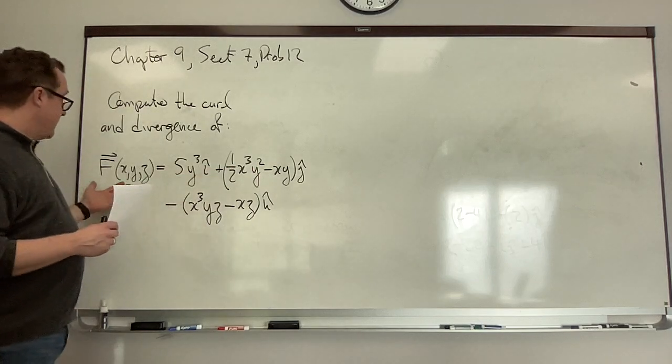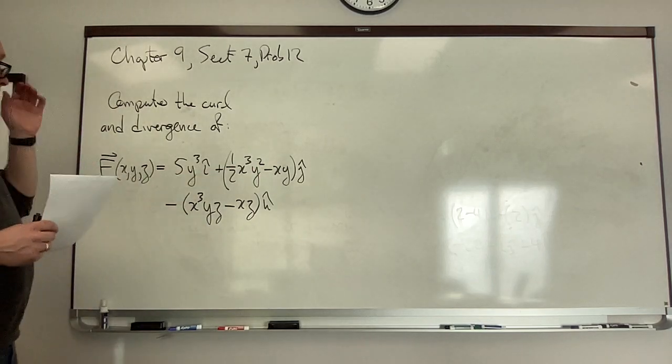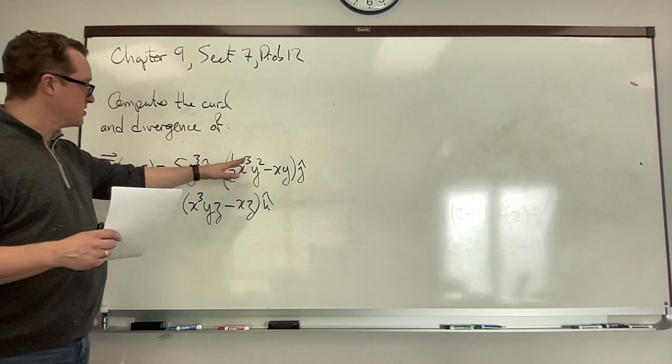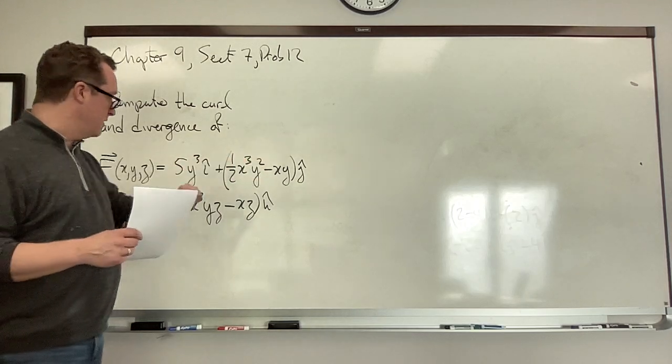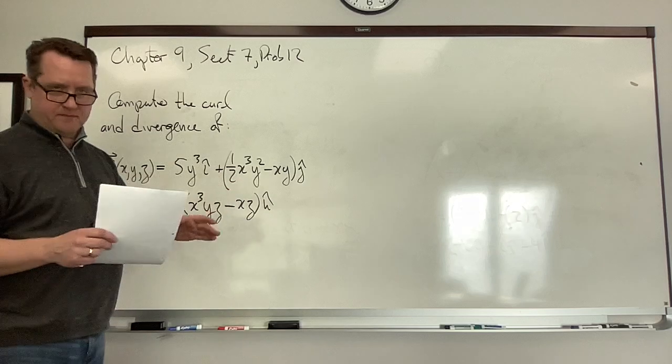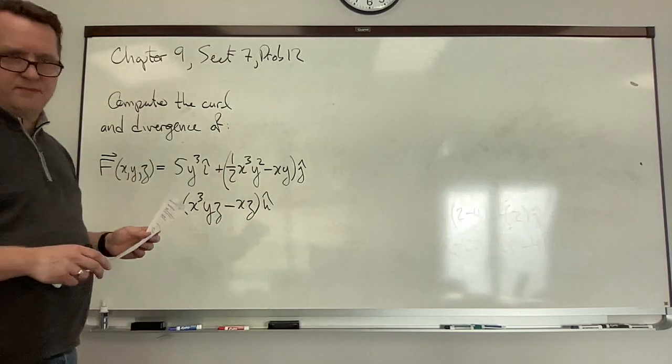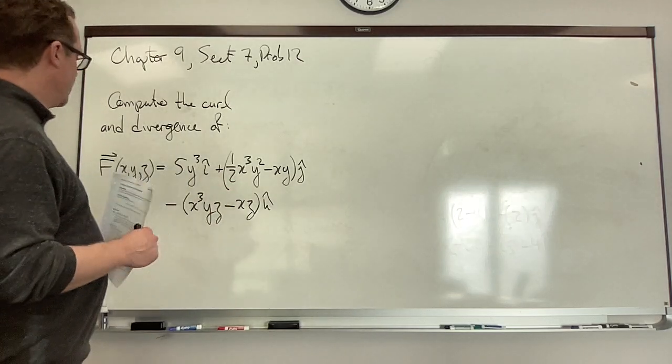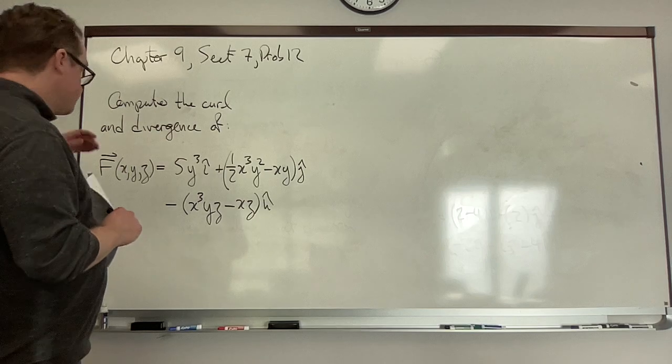So F is a vector field. It's a function of x, y, z. It's 5y cubed i, plus (1/2 x cubed y squared minus xy) j, minus (x cubed yz minus xz) k. Fine. So it's just some general polynomial type vector field.